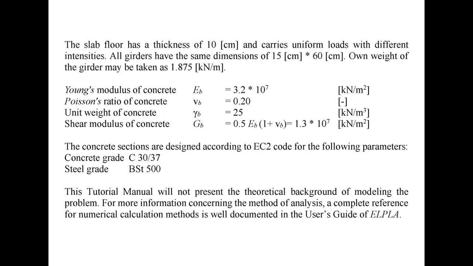The concrete sections are designed according to EC2 code for the following parameters. Concrete grade is C30 and steel grade is 500. This tutorial manual will not present the theoretical background of modeling the problem. For more information concerning the method of analysis, a complete reference for numerical calculation methods is well documented in the user guides of ELPLA.